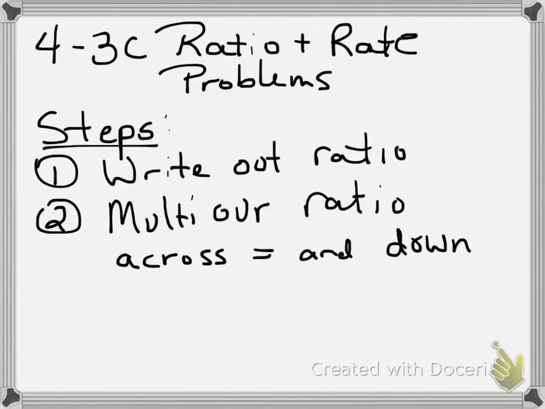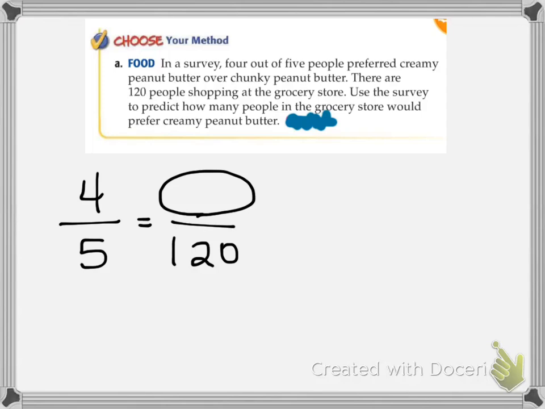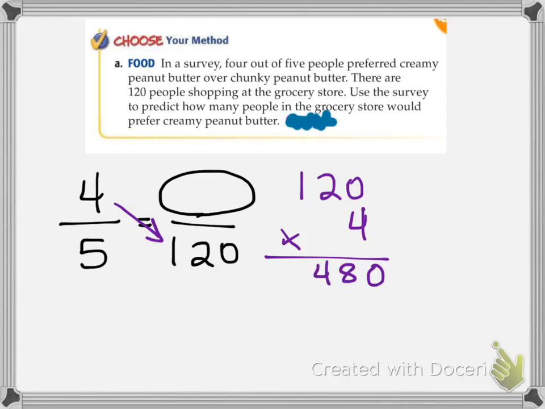So let's go back to our problem. So in this case, we're going to do 4 times 120. So 4 times 0 is 0, 4 times 2 is 8, and 4 times 1 is 4. So this equals 480.